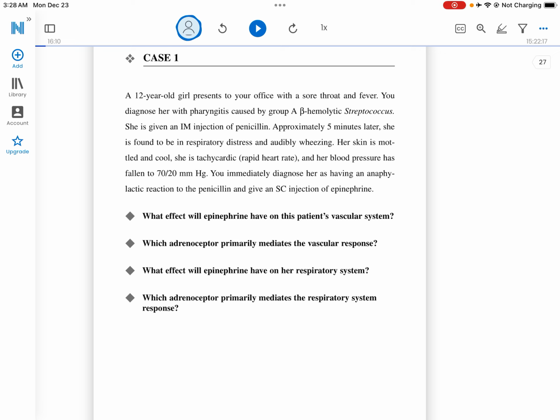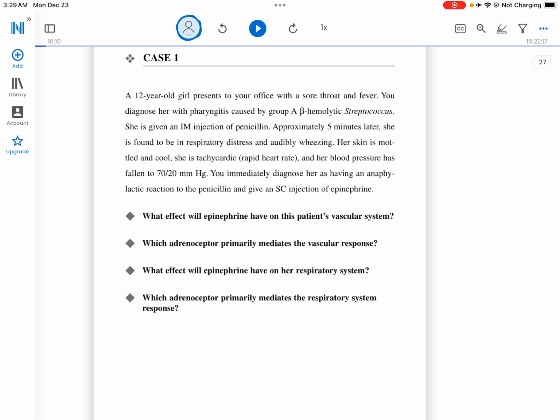Case 1. A 12-year-old girl presents to your office with a sore throat and fever. You diagnose her with pharyngitis caused by group A hemolytic streptococcus. She is given an IM injection of penicillin. Approximately 5 minutes later, she is found to be in respiratory distress and audibly wheezing. Her skin is mottled and cold. She is tachycardic, with a rapid heart rate, and her blood pressure has fallen to 70 mmHg. You immediately diagnose her as having an anaphylactic reaction to the penicillin and give an SC injection of epinephrine.